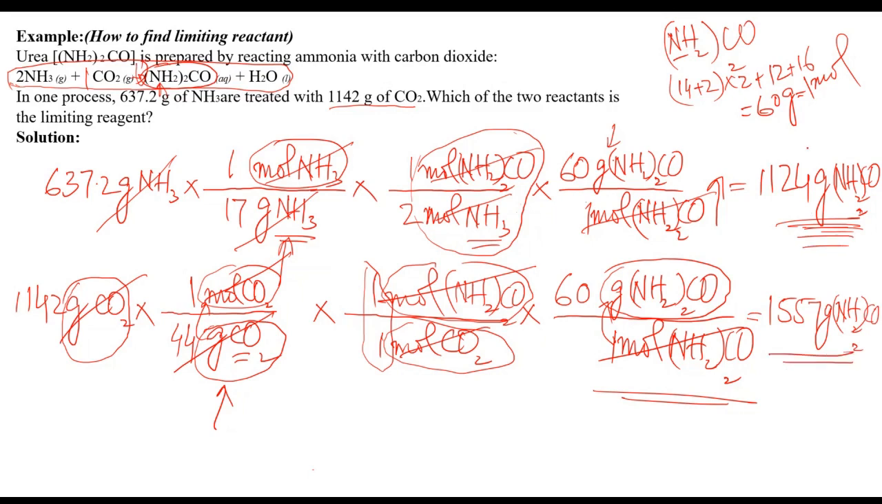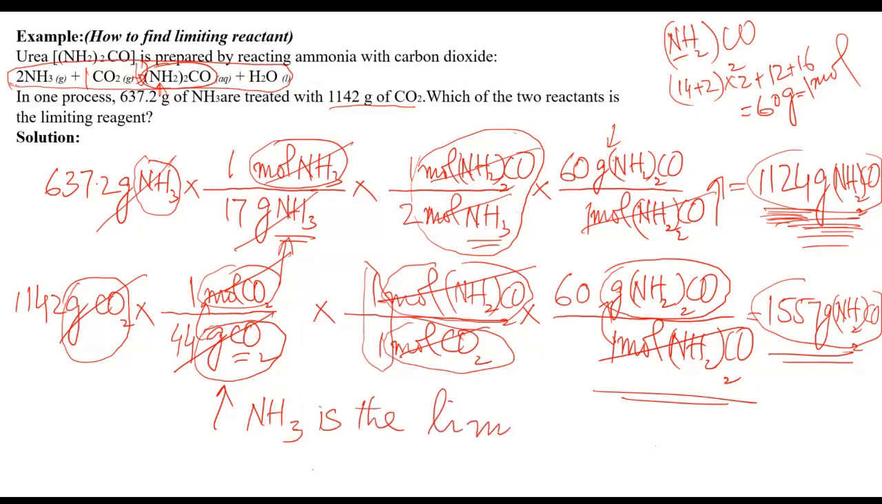we have two answers. This answer and this answer. Now tell me which answer is the smallest answer? Which one is smaller? From ammonia. Very good. Now this answer is the smaller answer. Which gives you this answer? Ammonia. So ammonia gives us the least product, the smaller answer. Then ammonia is the limiting reactant. Very good. Excellent.